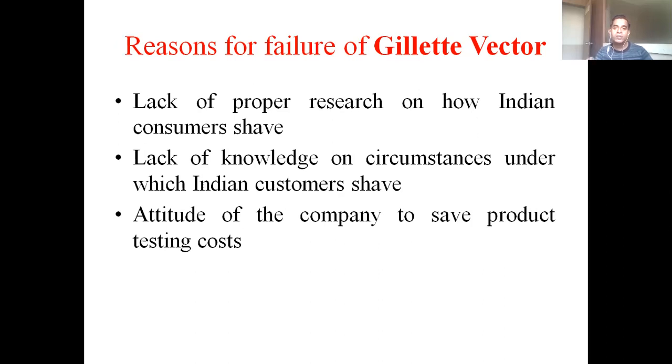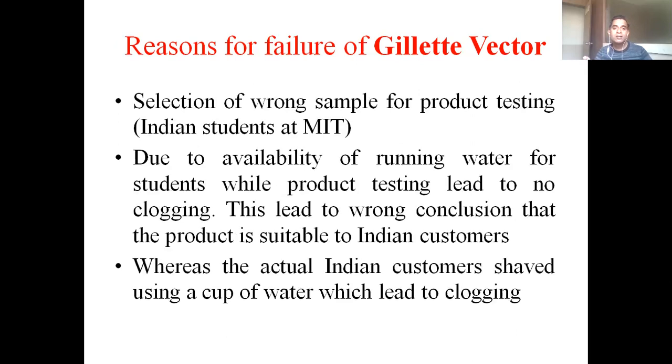Second point, attitude of the company to save product testing costs. So what mistake did the company make in product testing? You write this heading and then explain below where they tested the product and what the circumstances were when the product was tested. Okay, so like that. Then the third point.